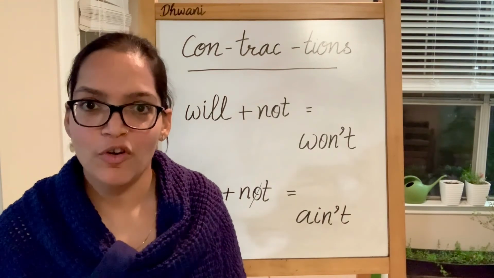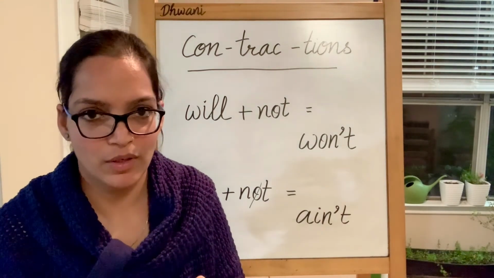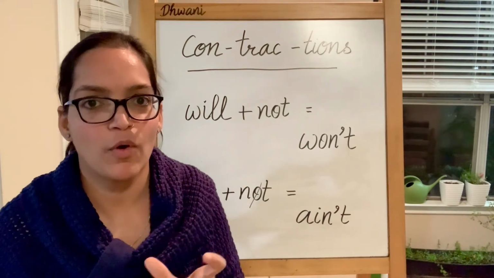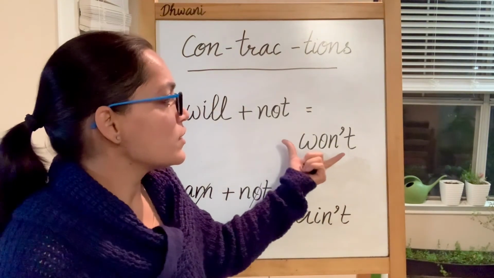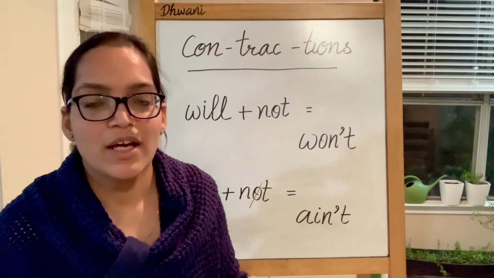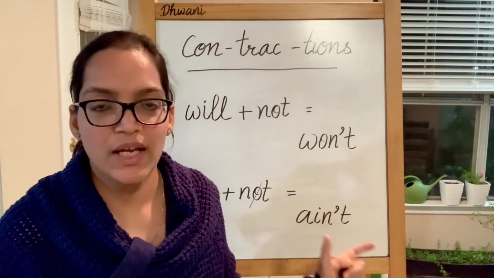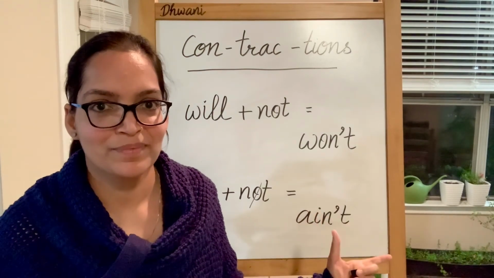We have to make sure that we do not split them and pronounce. We pronounce them as the contracted form of the word. So this is won't. We will not read it as will not. Again, this is ain't. We will not split it and read it as am not.